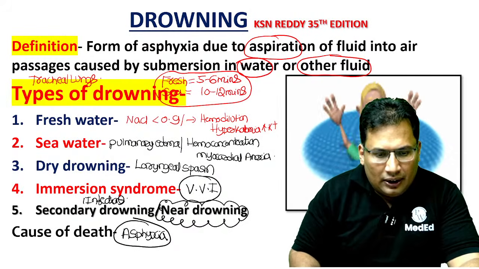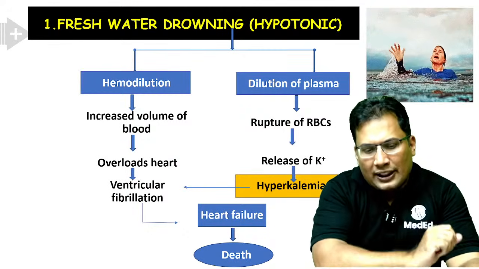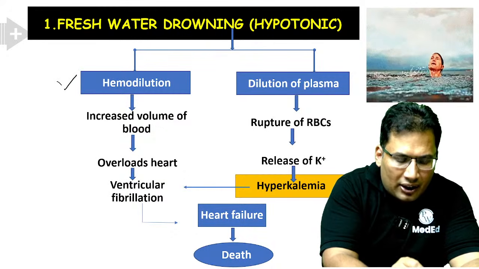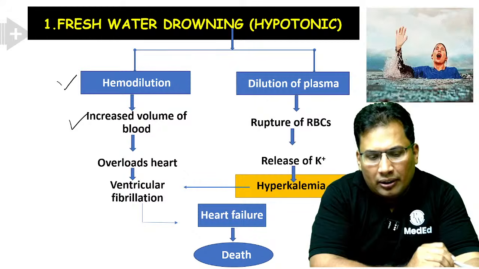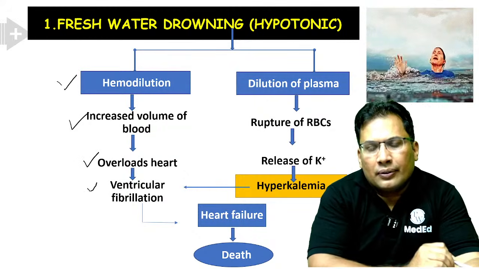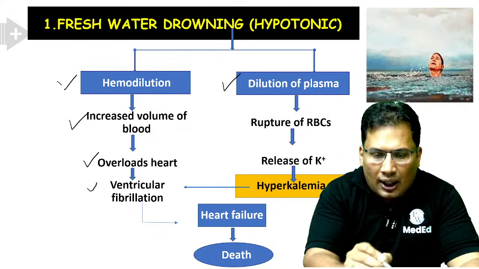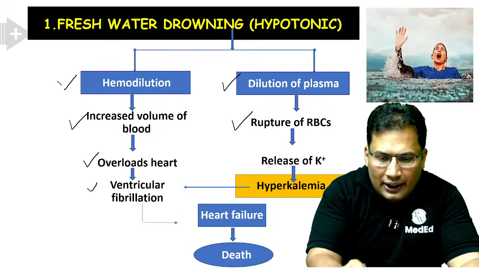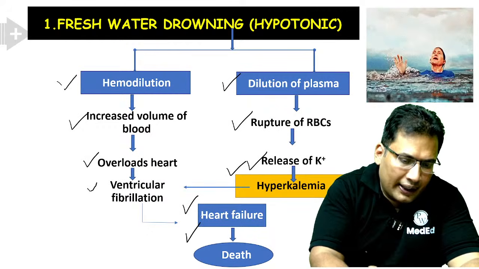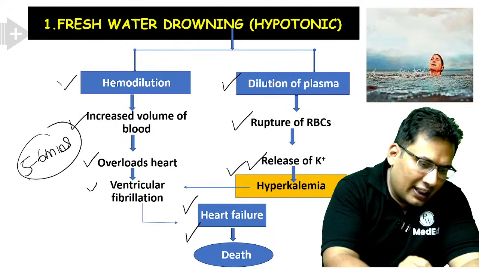Now, freshwater drowning, in 1 minute I'm going to explain. It causes hemodilution. It causes increased volume of blood, overload on the heart, ventricular fibrillation. On the other side, it causes dilution of the plasma, rupture of RBC, release of potassium, hyperkalemia, heart failure, and death. Death occurs in 5 to 6 minutes. So this is a 3 marks question.